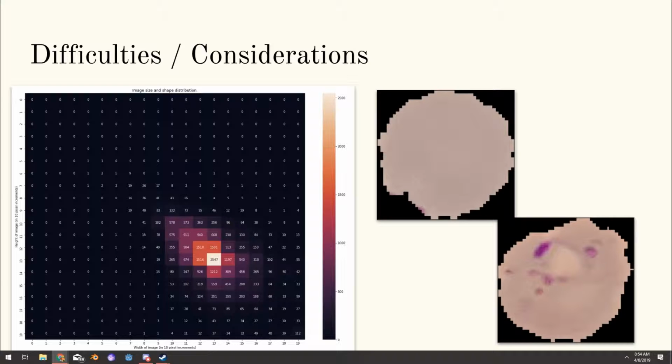The images are spread throughout there, so I had to resize the images to make sure that they were all consistent. And then on the right here you can see two infected cells, and you can see how the parasite inside of them looks radically different between the two. So the network, however we solve it, has to be robust enough to be able to handle that.